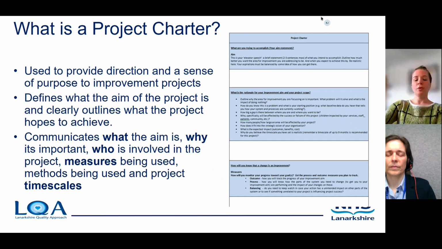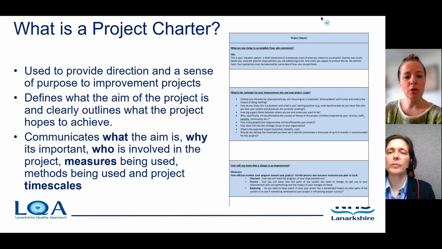Now we've touched on the model for improvement, I'm just going to quickly touch on project charters. For any improvement project, we would encourage and recommend you to complete a project charter. The charter asks key questions to help you understand your system, the area you're working within, and encourages you to be able to answer each of the 3 questions from the model for improvement. So thinking about your aim, your measures, and your change ideas.